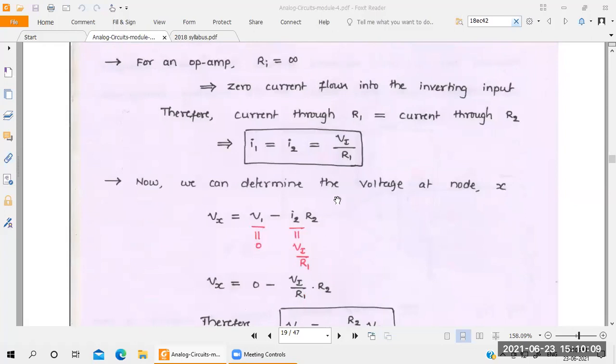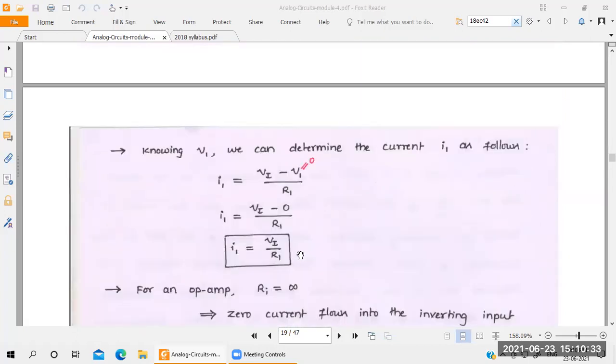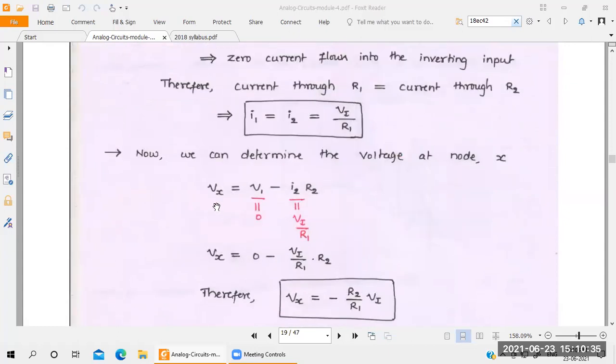Next, we can determine the voltage at the node X. What is node X here? This point. All three resistors are meeting at this point, right? So this one is R2. What is R2 here? It's a feedback resistance. Current across the R2 is how much here? I2. I2 is equal to I1 now. Next, you have to find this point because all three resistors are meeting here, I3, I4, and I2. So for that, you can write the equation for the Vx.